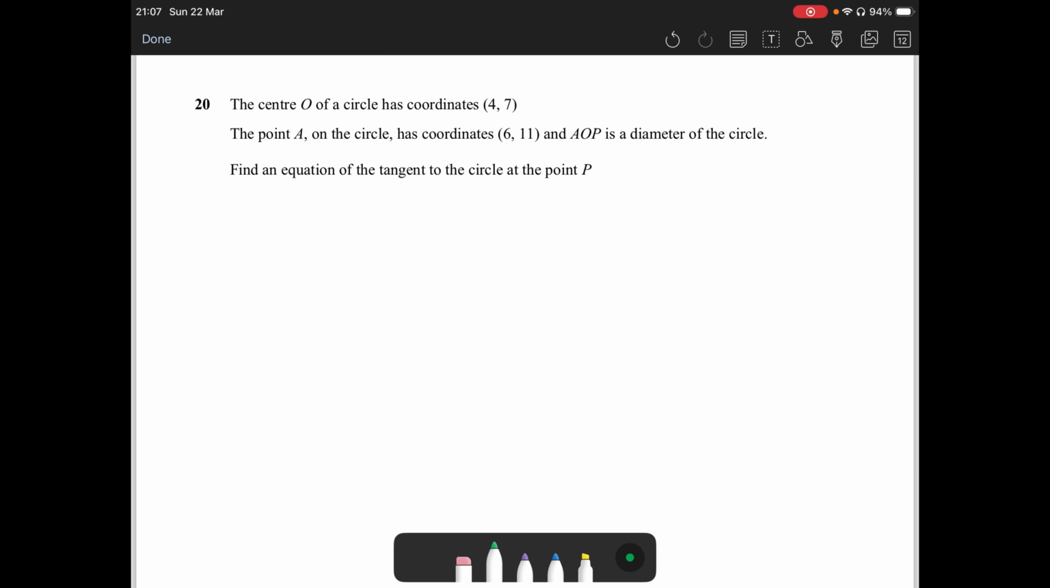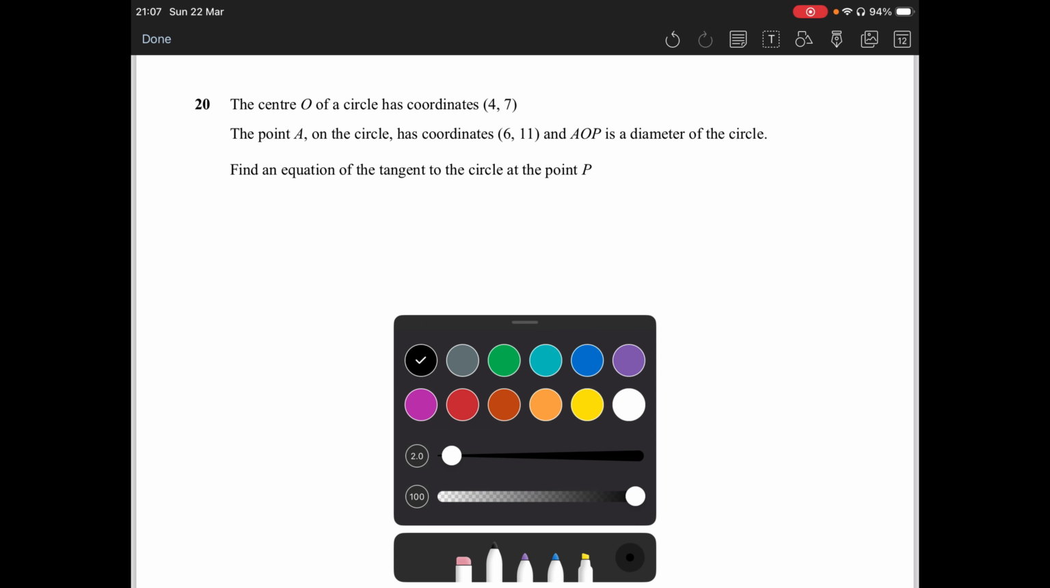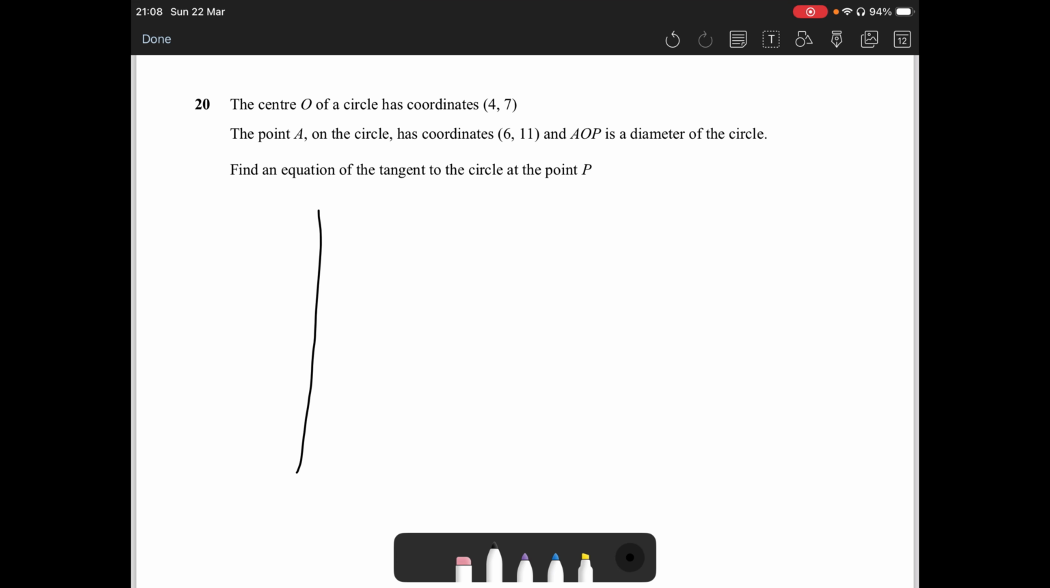Number 20. Okay. So let's start by just sketching out. I want to sort of visualize what's going on here. So it doesn't have to be accurate, but 4.7 would be roughly there.